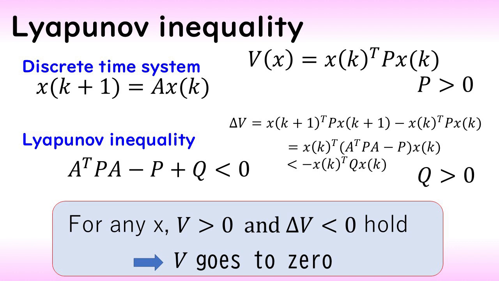When we can select positive definite matrices P and Q, and the Lyapunov equation is satisfied, then for any x, V is larger than 0 and delta V is smaller than 0 holds. So V goes to 0 for each time. This is a case of Lyapunov inequality. When the Lyapunov inequality holds and P is positive and Q is positive, then for any x, V is larger than 0 and delta V is smaller than 0 holds. So V goes to 0. If this statement is satisfied, the system is stable.